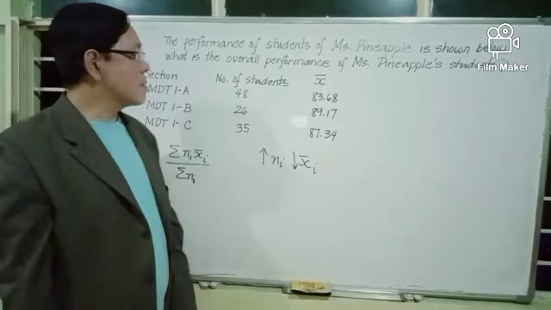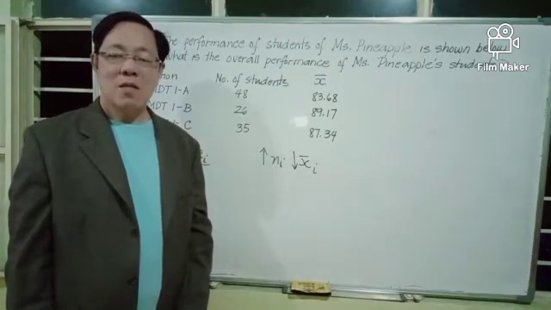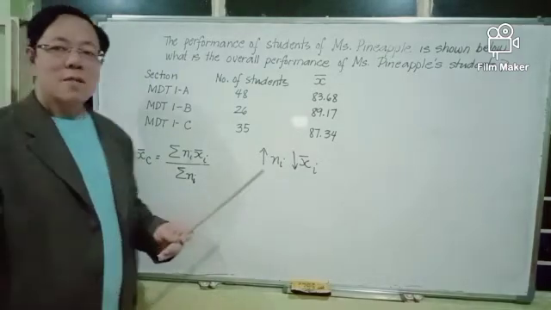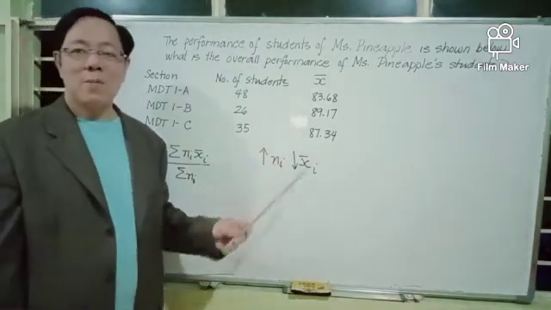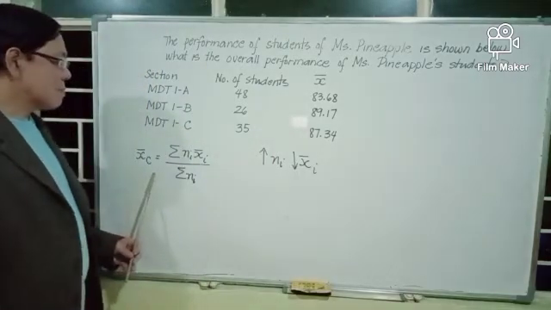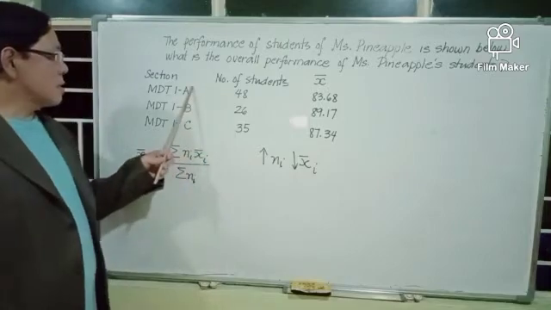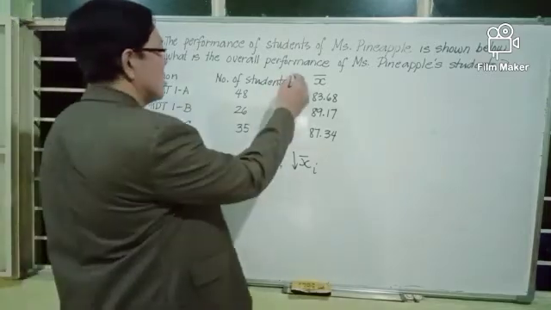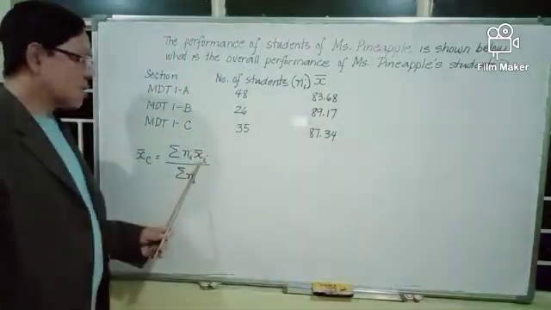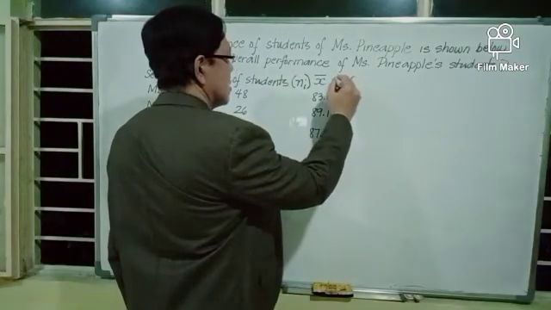But in this problem, we want the overall performance of Miss Pineapple's students. That is, we want a single average that will indicate the performance of all the students of Miss Pineapple in all the three groups. Thus, we have to combine these three means or three averages of the three sections of Miss Pineapple. Thus, we will use the combined mean given by this formula, where n sub i in this example is the number of students in these three sections of MedTech. And x bar sub i in this formula is the means or the averages for the three groups.